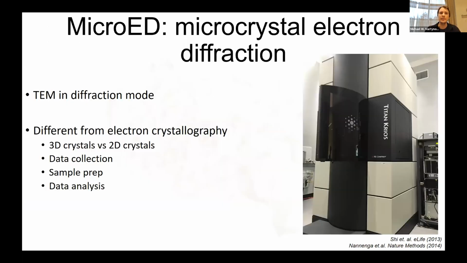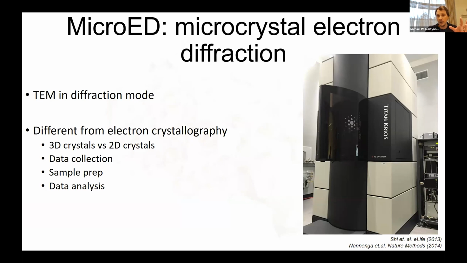So micro-ED is different from electron crystallography. It is the TEM in diffraction mode. We are going to use three-dimensional crystals instead of two-dimensional crystals. The data collection is entirely different than what I've described. Sample prep is different, and the data analysis is entirely different as well. This is why our lab renamed this a new thing, micro-ED, in 2013 when it was first described.